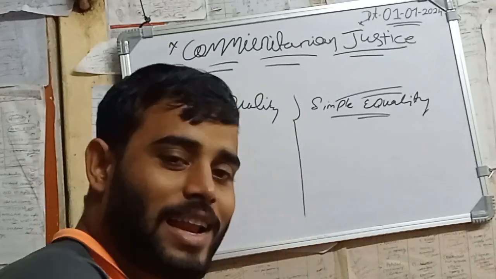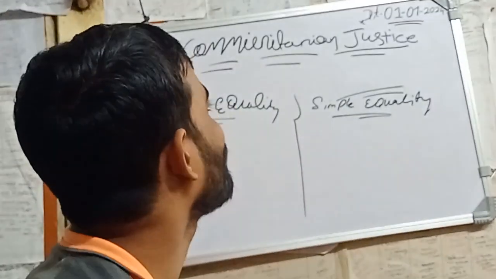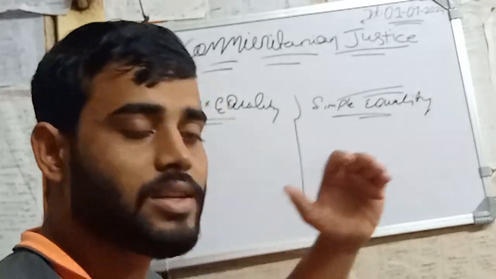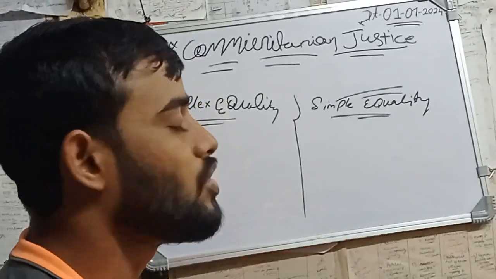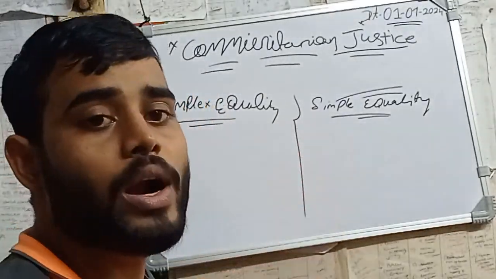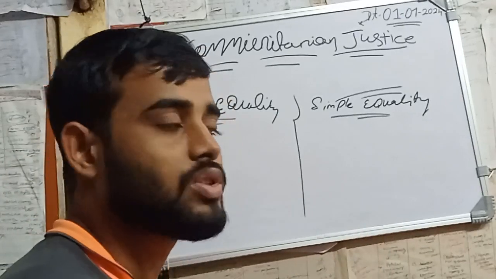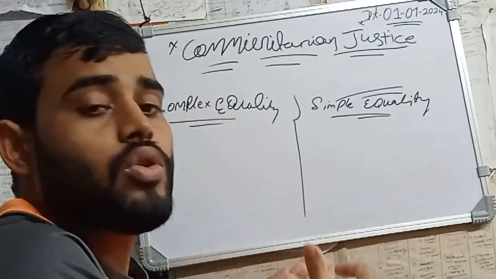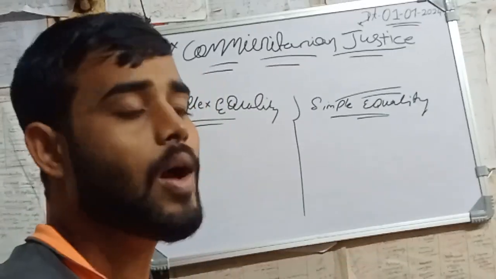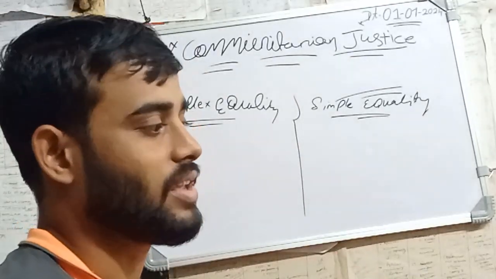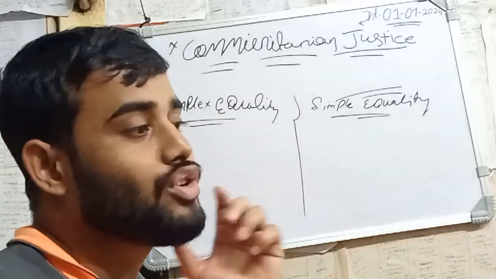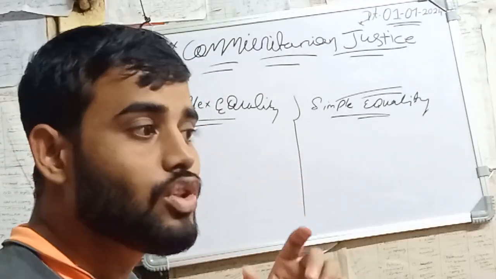So today, as you can see on the screen, we are here to study communitarian justice. We will study how the communitarian concept of justice emerged, and also what the communitarian theory of justice means in comparison to the liberal theory of justice. This is our objective. Along with this, we will also study Michael Walzer's concept of justice, the sphere of justice.